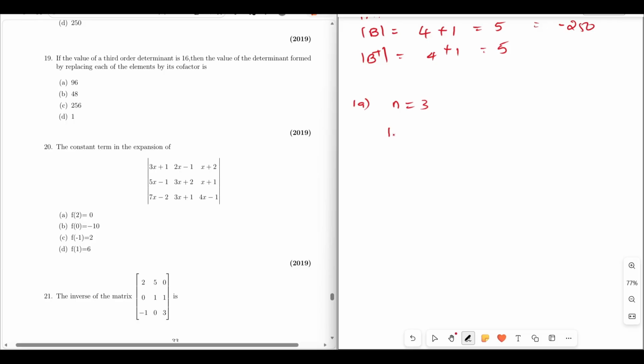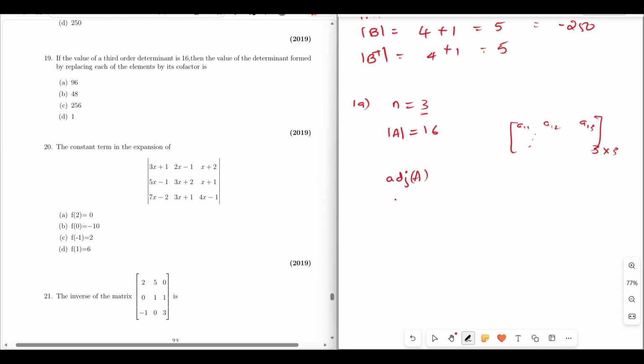So let us take the matrix as A. So determinant A is equal to 16 with an order 3, formed by replacing each of the elements by its cofactor. A very simple. See, if you have a third order, it will be A11, A12, A13, and so on. Correct? 3 by 3 matrix. If you replace each and every element by its cofactors, then what do we call it as? It is nothing but adjoint of A.